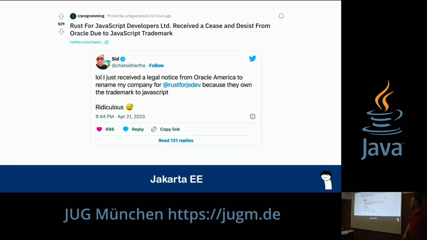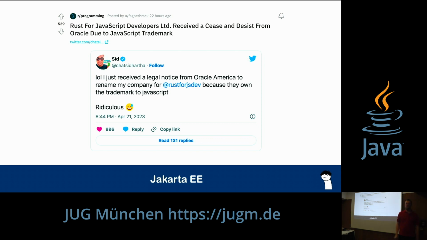There is even funnier stuff. There was a project called Rust for JavaScript Developers, and it received a cease and desist from Oracle due to the JavaScript trademark. It was 21 April of 2023, so quite fresh. And Oracle decided to just fight for that trademark because the project Rust for JavaScript Developers used it. So it's truly happening, and be careful with using the JavaScript name because it's in ownership of Oracle. The problem was that they wanted to create a real company from that, and I see this, just Rust for JavaScript Developers Ltd.